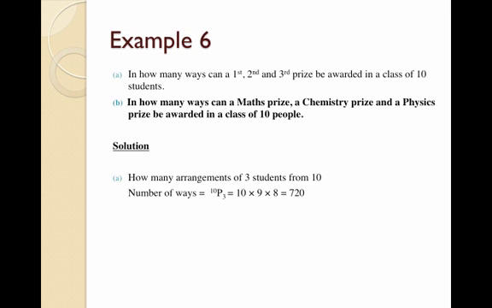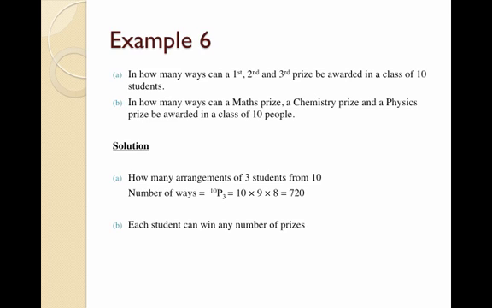Now question B looks similar, but there are 3 separate prizes to win. This means that the same person can win multiple prizes. So, the number of ways are going to be 10 different students can win the first prize, 10 different students can win the second prize, and 10 different students can win the third prize. This is a total of 10 cubed, or 1,000 different possible arrangements.